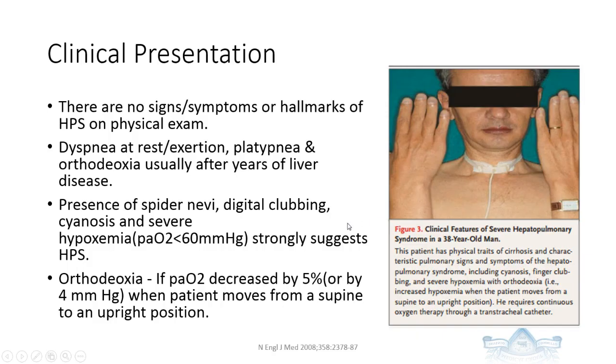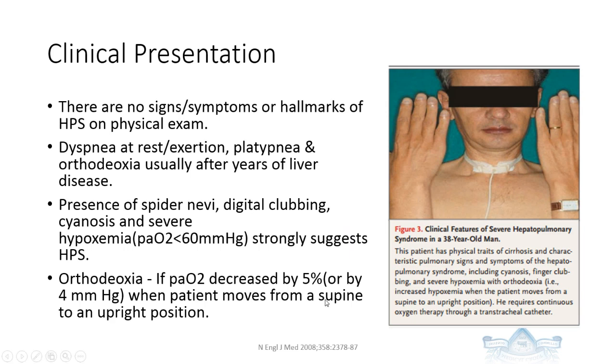So clinical presentation, there are no specific signs or symptoms. However, when you have a patient with liver disorder complaining of dyspnea at rest or exertion, and with concomitant hypoxia, these patients usually, if they have truly hepatopulmonary syndrome, have platypnea and orthodeoxia, which basically is shortness of breath when they stand up from a lying position. And orthodeoxia is defined as a drop in the PO2 by 5% or 4 millimeters of mercury.